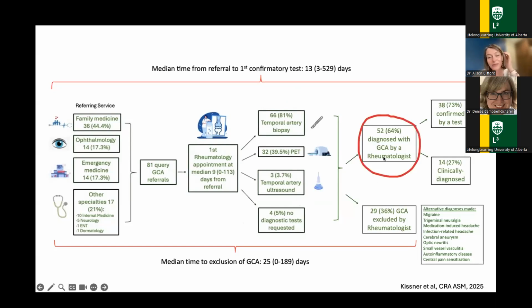What I was impressed with was this number, which is that of the patients who are sent to us, 65% of the time we agree that it's GCA. And again, most of these patients are being confirmed by another diagnostic test. And in the patients in whom GCA was excluded, these were the alternative diagnoses. So migraine, trigeminal neuralgia, and medication-related headaches probably being the most common alternatives.